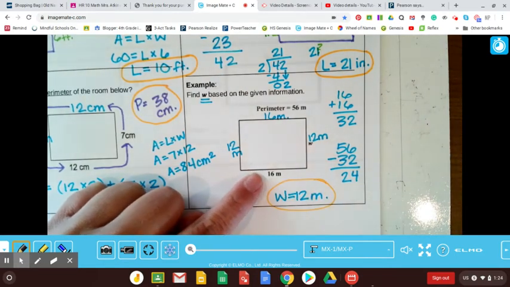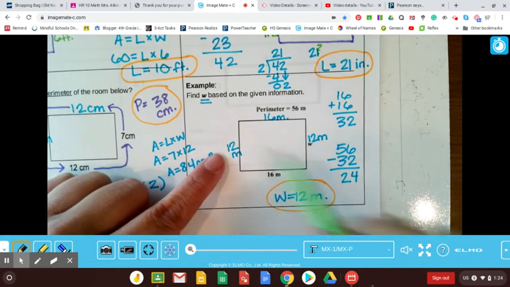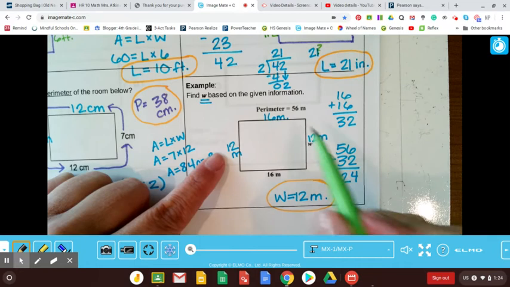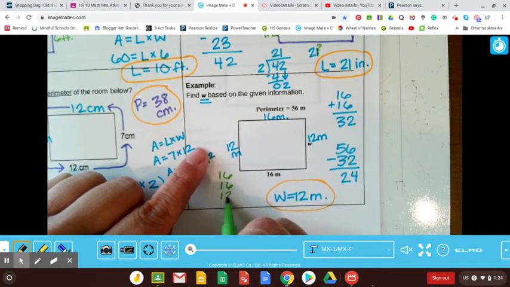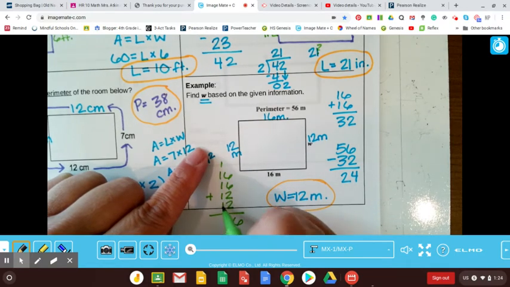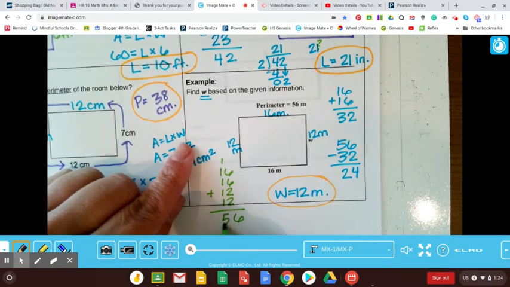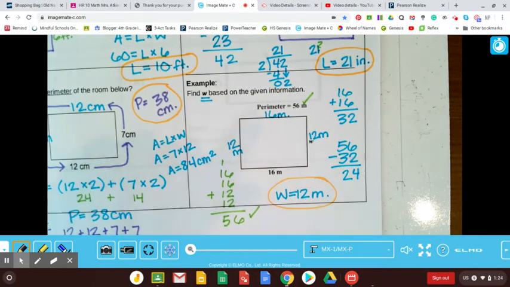And if I wanted to just double check, which is always a good idea, I could add up all of my sides and see if I get 56. So I could do 16 plus 16 plus 12 plus 12. 6 plus 6 is 12, 13, 14, 15, 16. 1, 2, 3, 4, 5. And check. I got 56. Okay, good job. All right, let's turn the page.